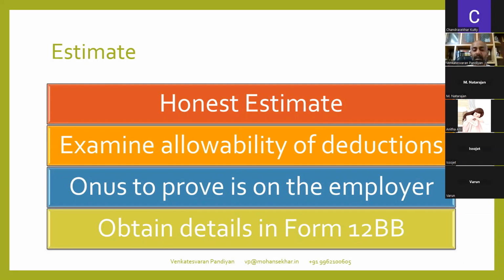But more so, you'll have to examine the allowability of deduction. What does it mean? There are various deductions that an employee will be availing. The most important is the Chapter 6A deductions, which is on your investment. So the employer has to take all precautions, all efforts to ensure that the employee has claimed the right deductions, provided the right set of documents, and ensure that it is correct before allowing that deduction.